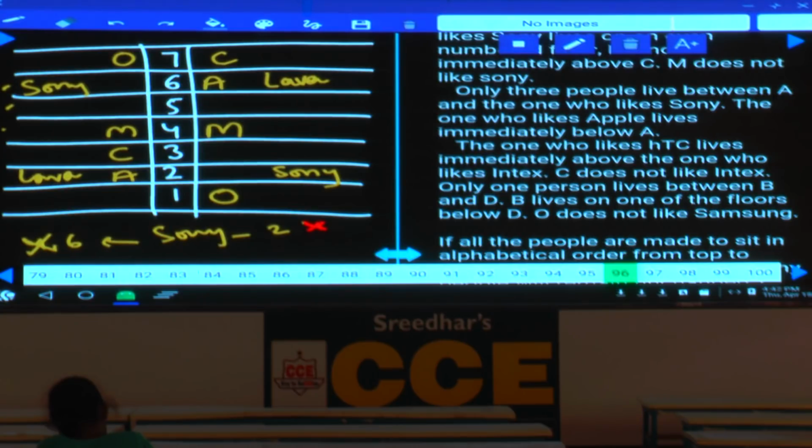There are only 3 people between A and the one who likes Sony, and the one who likes Apple lives immediately below A. The one who likes Apple lives on the 5th floor, immediately below A, and in the second case, the one who likes Apple must be on the 1st floor.